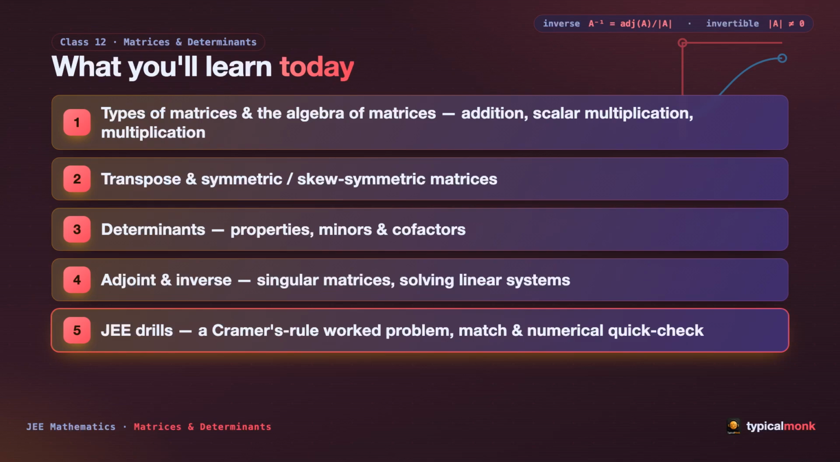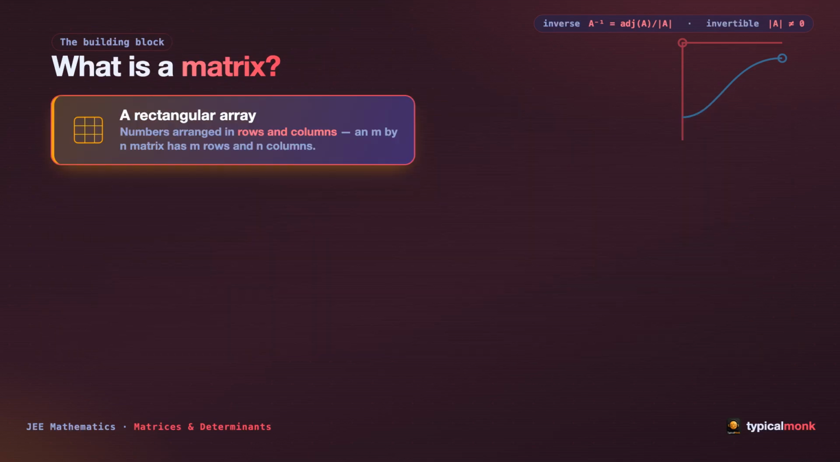And fifth, the JEE drills: a Cramer's rule word problem, a match, and a numerical quick check. So everything you learn today, you can also score with. Ready? One idea at a time. Let us start with the raw object itself.